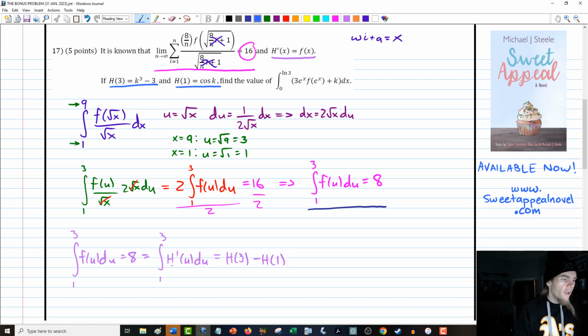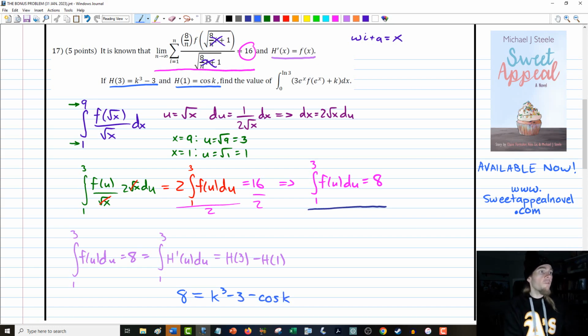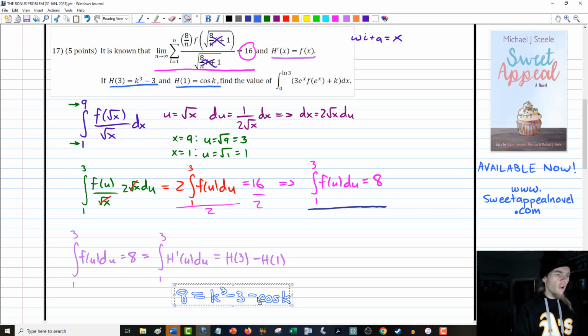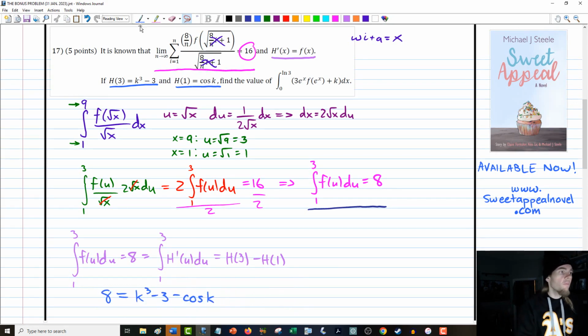So in here, based on that, what we now have is that this integral, which we just said was equal to 8, right here, it's equal to 8. 8 is equal to k cubed minus 3 minus cosine of k. And in this case, there is no way for us to solve this by hand. It's not just hard, it's just not something we have the ability to solve by hand.